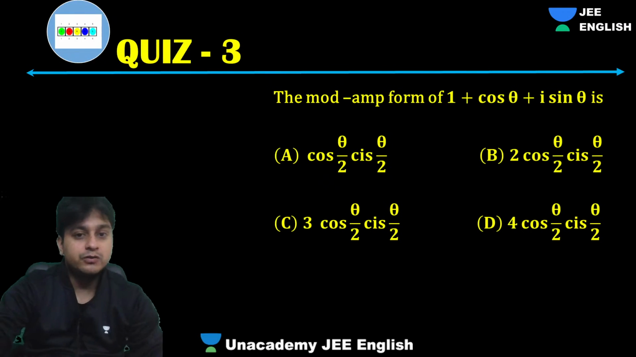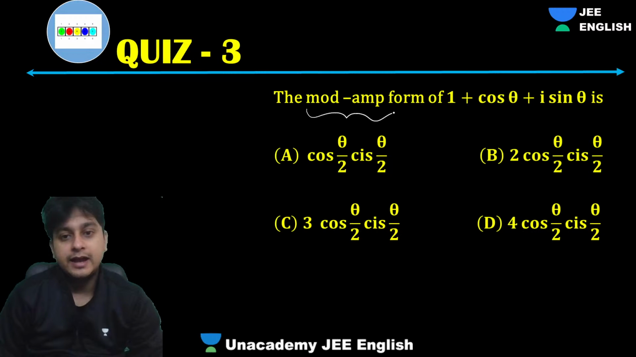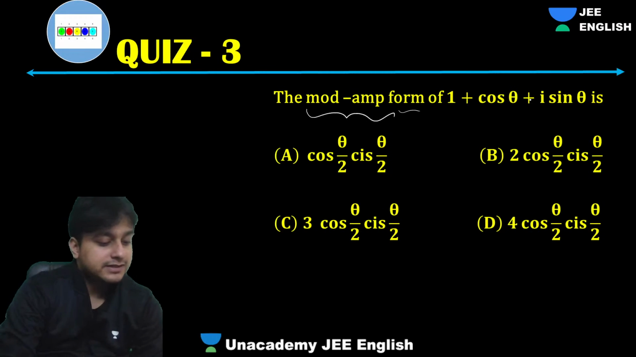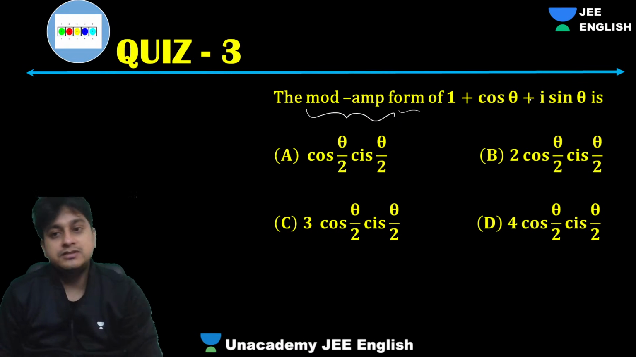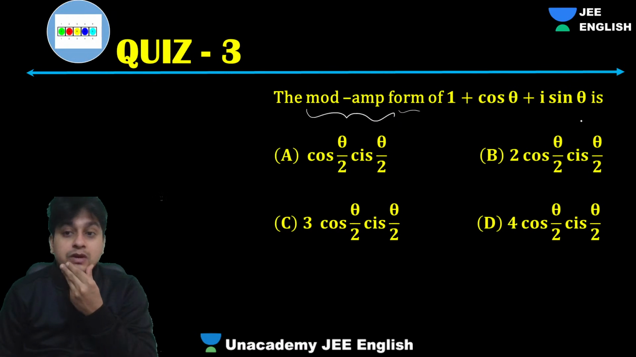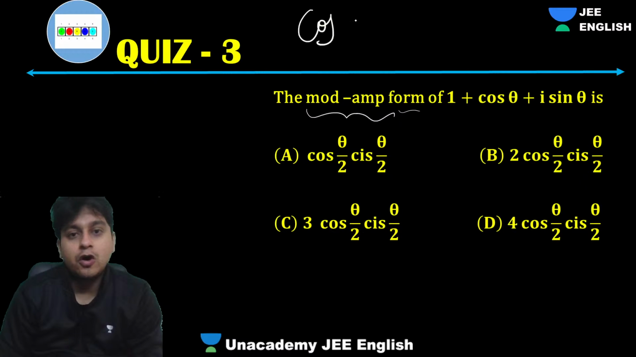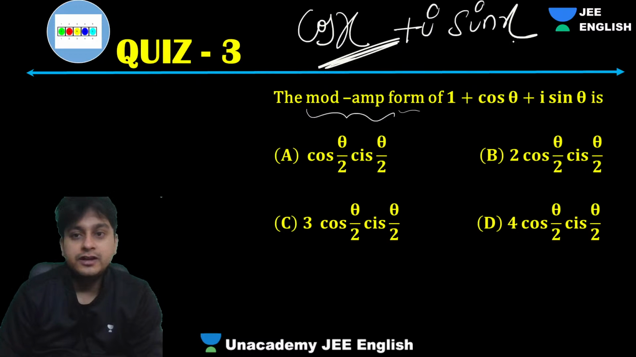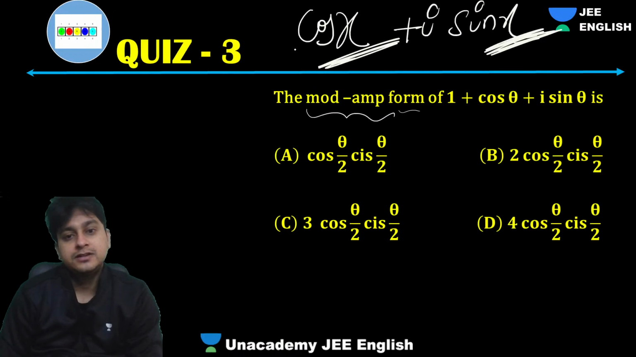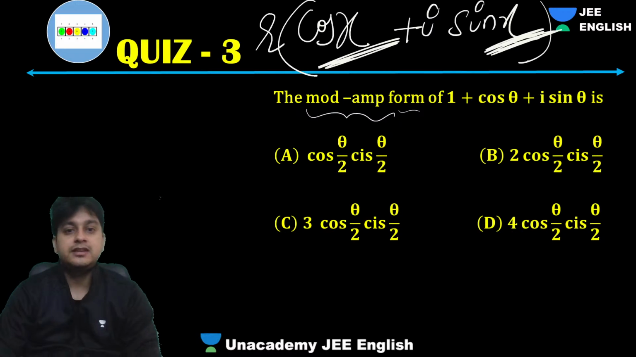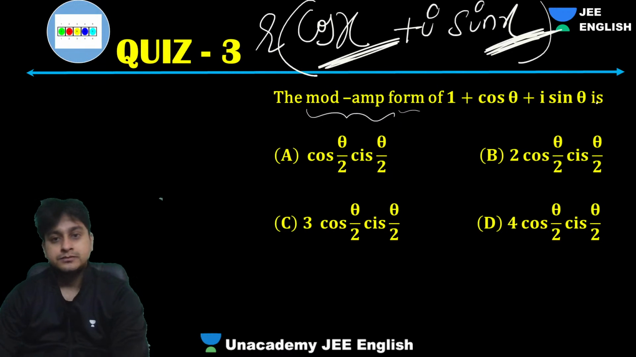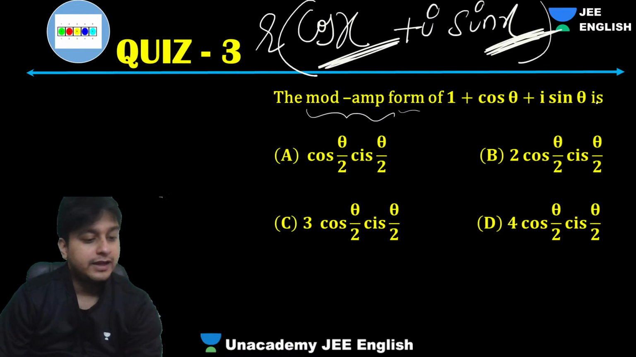The next question is this one. We have to write it in terms of modulus and amplitude form: 1 plus cos theta plus I sin theta. Modulus amplitude form means we need something like cos x plus I sin x, where this x can be anything. Also we would love to have some r over here, that is the thing: r cos something plus I sin something. That's the modulus argument form we have.